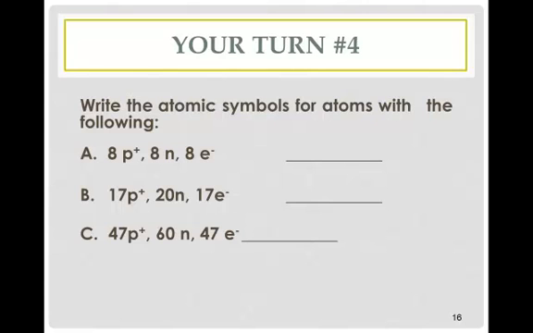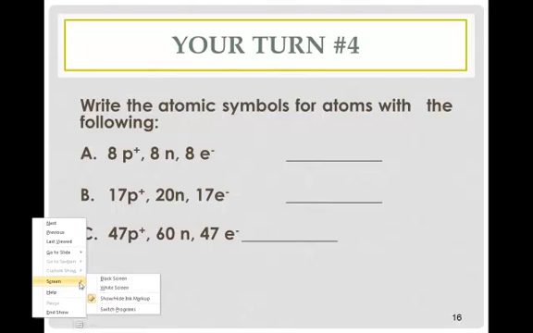So now it's your turn. We're going to write the atomic symbols or isotopic symbols for the atoms with the following. Now what you want to do is look at your periodic table. Go ahead and pause for a minute so that you can answer these questions. And I'm going to pull up my periodic table.